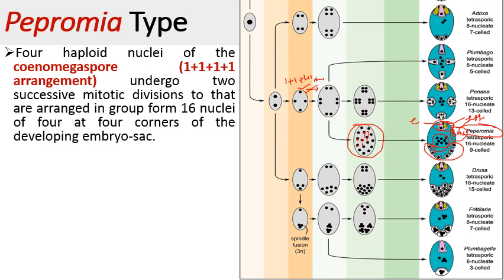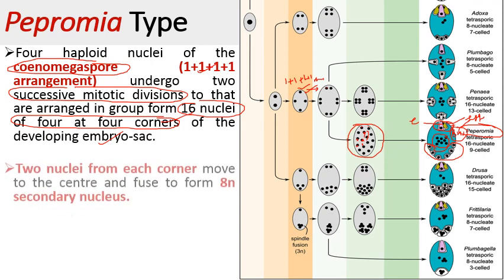So 4 haploid nuclei of the megaspore, that is the 1 plus 1 plus 1 plus 1 arrangement, undergo 2 successive mitotic divisions. That results in formation of 16 nuclei which are present in groups of 4 at 4 corners of the developing embryo sac.